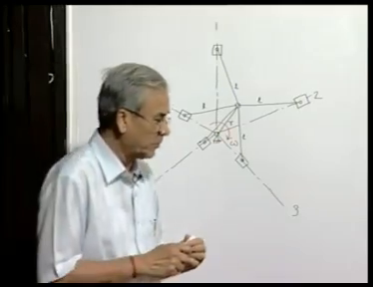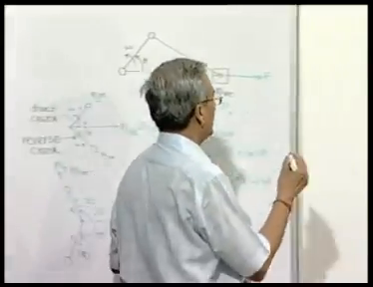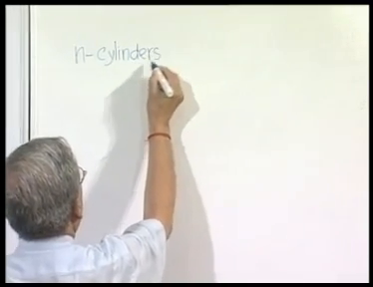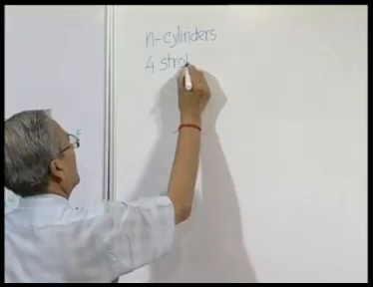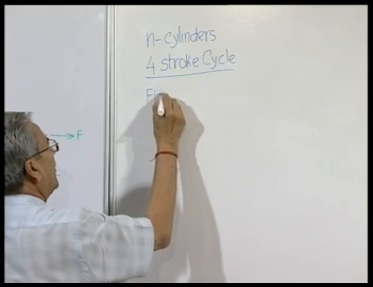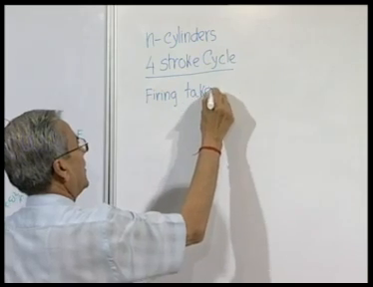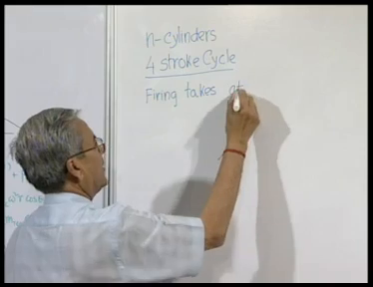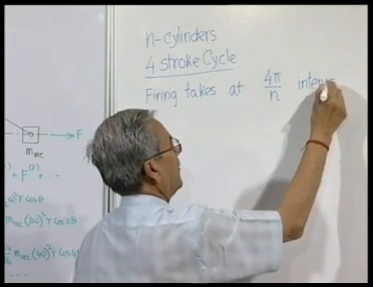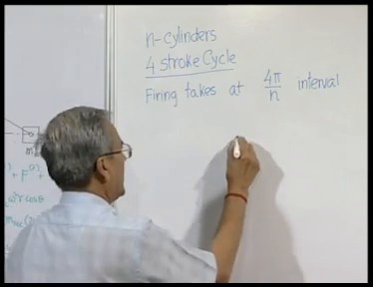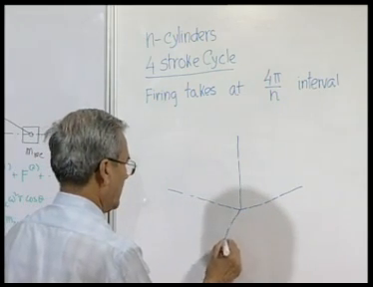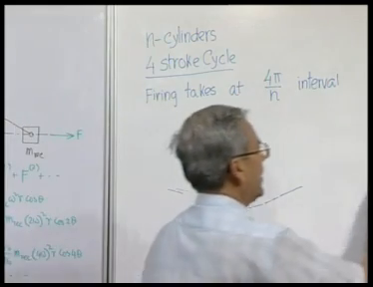I will draw it. First, another thing we have to keep in mind is the firing order. If you have n cylinders, and let us consider a 4 stroke cycle, then firing takes place at 4 pi by n interval. So, if this is the first, this is the second, this is the third, this is the fourth and say fifth, say a 5 cylinder, and let us also have a 6 cylinder.